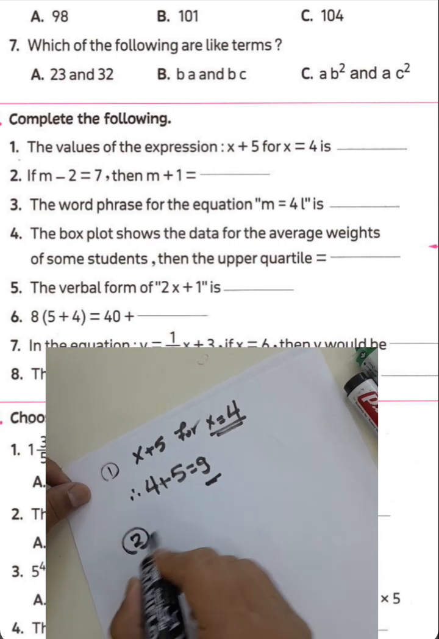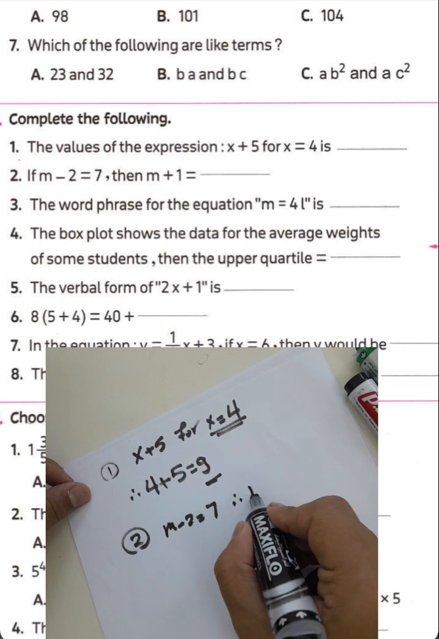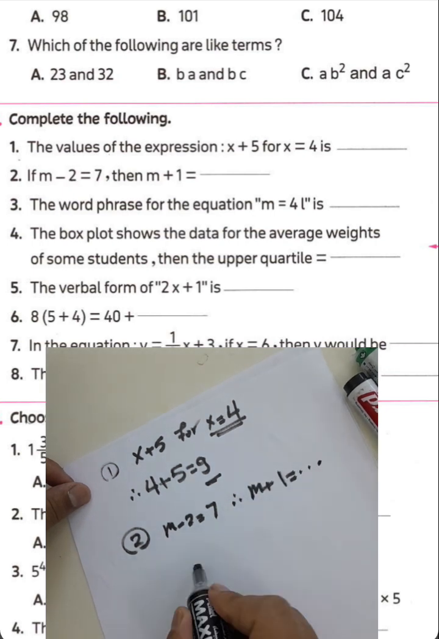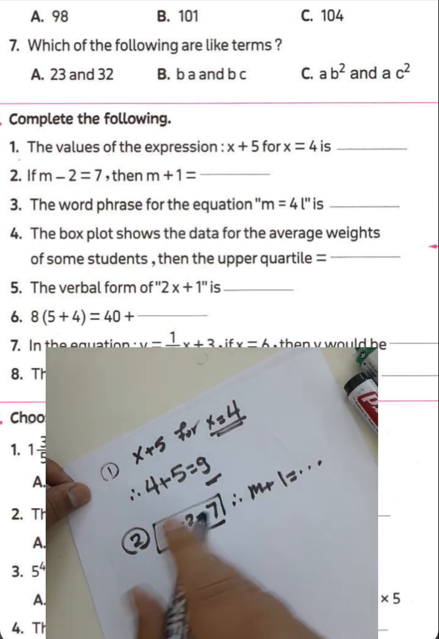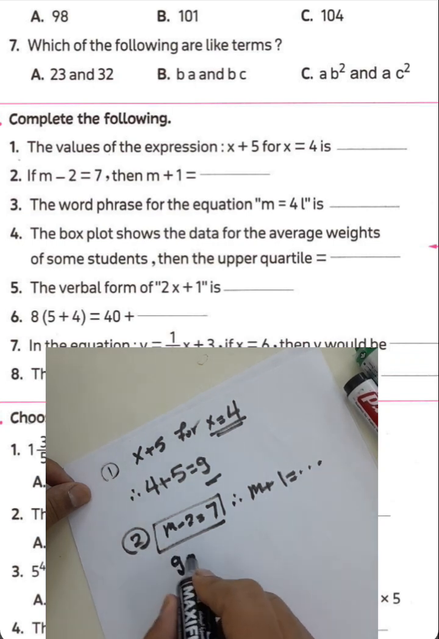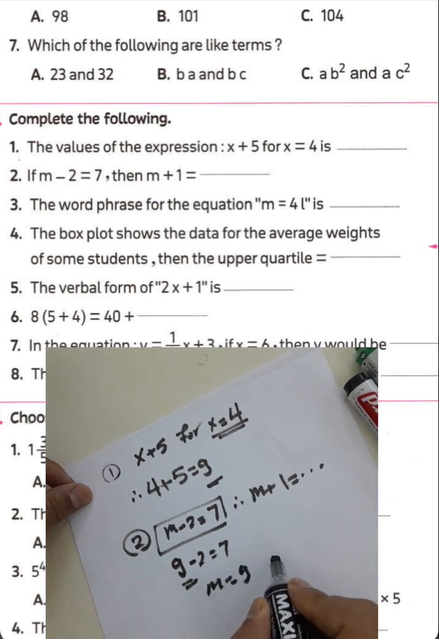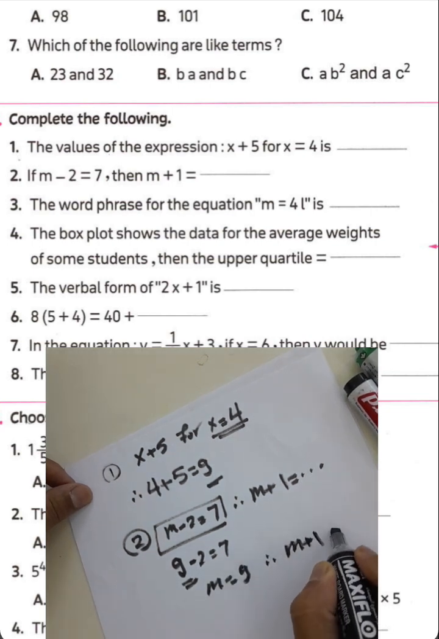Question number 2: if m minus 2 equals 7, then m plus 1 equals blank. We can find the value of the variable m. m will be equal to 9 because 9 minus 2 equals 7. Then we want to find m plus 1. Put m equal 9, then 9 plus 1 equals 10. Then the result will be 10.